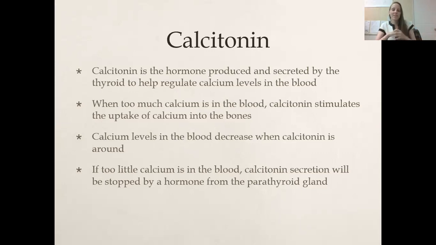Instead, if there's too much calcium in the blood, that is going to directly stimulate the thyroid. The thyroid will then release the calcitonin. And what calcitonin does, one of the things it does, is it starts to essentially put calcium onto your bones. So it kind of builds your bones up with that extra calcium.